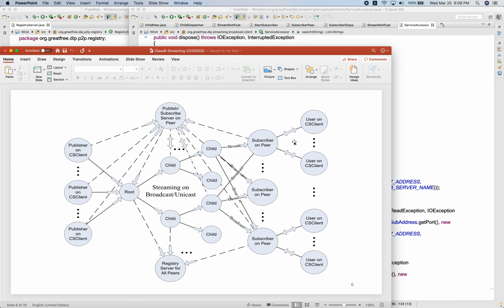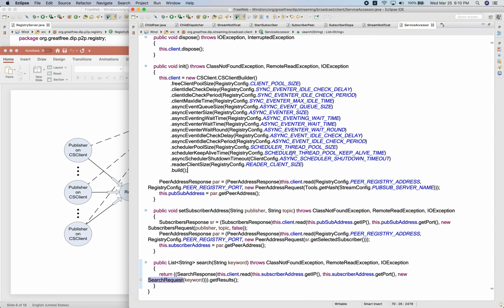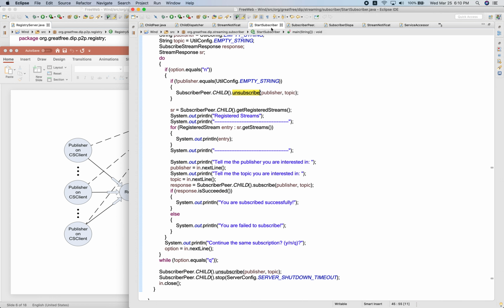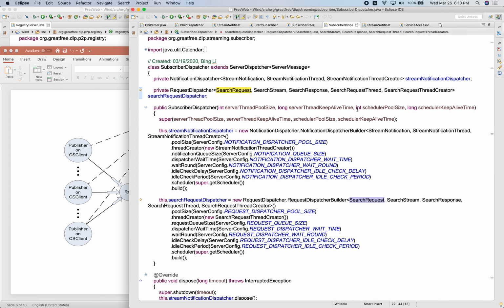That's here, right? So the user wants to access the subscriber to retrieve data from the service provided by the subscriber, because the subscriber already has the stream. Then the user can access the data through request and response. Okay. So this code is finished.